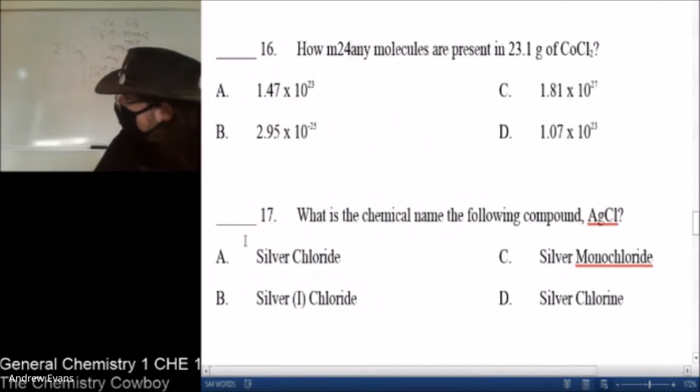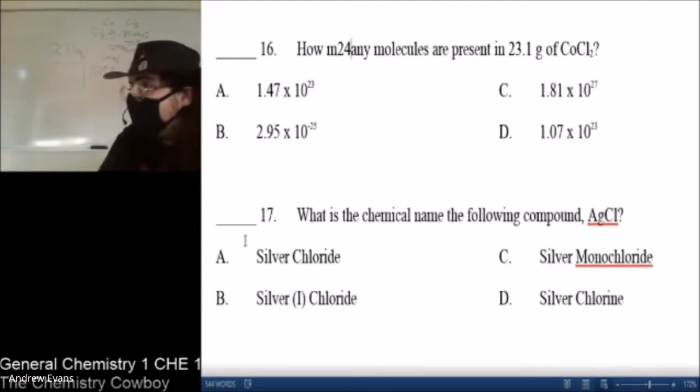Now, number 17. What is the name of this? Silver is a transition metal. Chloride is a nonmetal. So no matter what, it's going to be named like an ionic compound. So that leaves C and D as incorrect right off the bat.